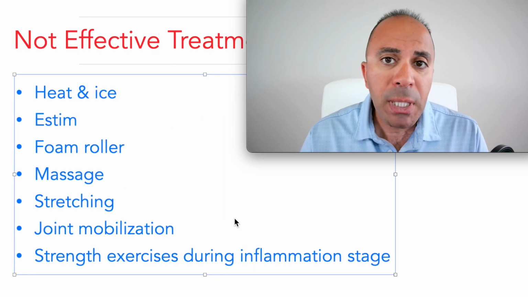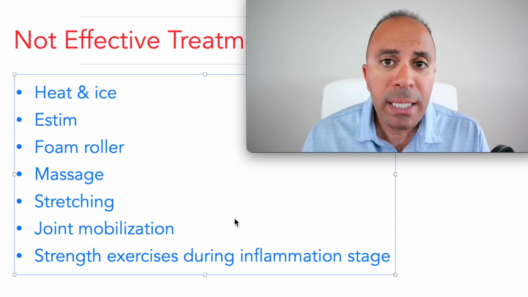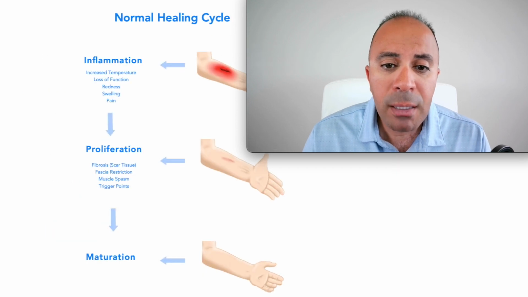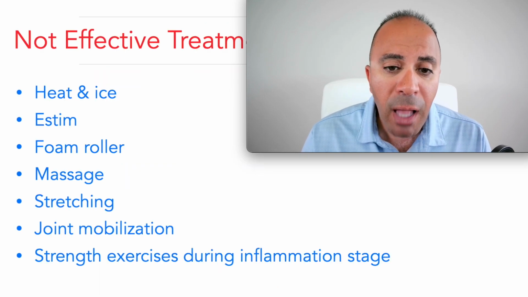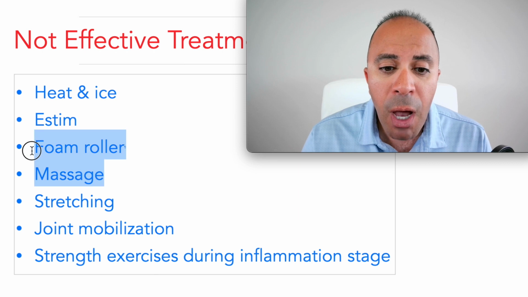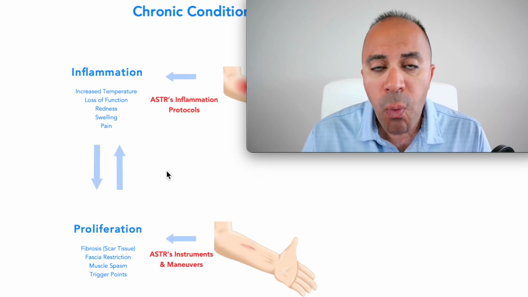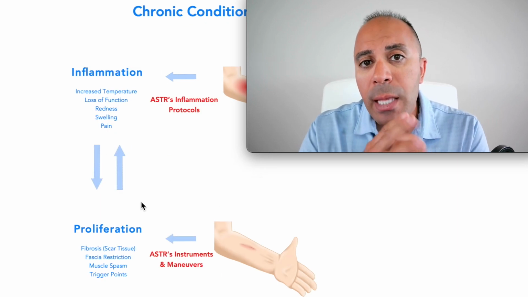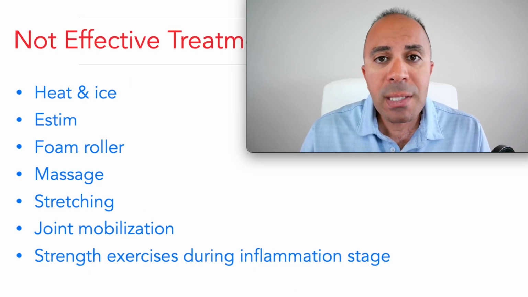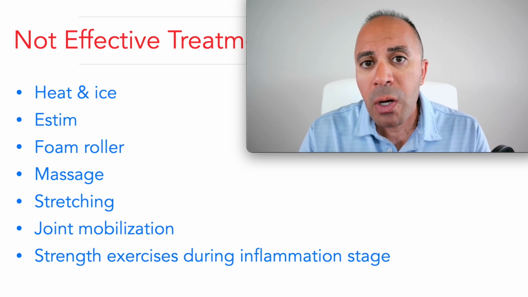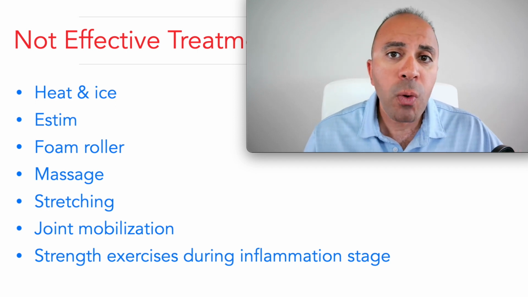One of the things commonly used is heat, steam, or ice to decrease inflammation and temporarily decrease pain, but when we look at the normal healing cycle, that does not do much to the inflammation or the proliferation stage. The other thing that's been used is foam roller and massage, and the problem with that is if you have an inflamed area and swelling and you rub over it, you might make it more inflamed. The other thing is, based on the studies, foam roller and massage either provide temporary pain relief or no pain relief, but do not provide long-term pain relief.